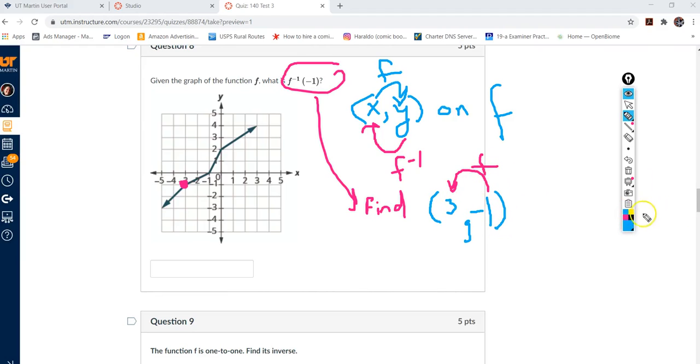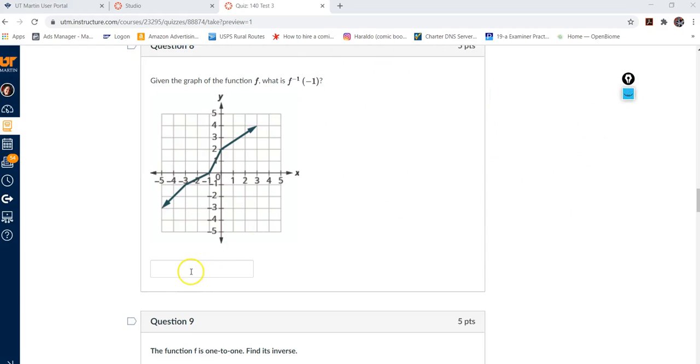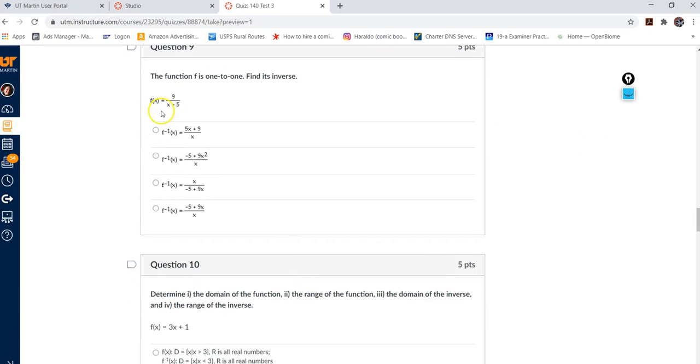And f inverse maps the y coordinate into the x coordinate. So f inverse of -1 is 3. The question was, what is f inverse? And a lot of you answered that question as if you were being asked, what is f of -1? So the answer here is 3. All right, the function is 1 to 1. Find its inverse. Okay, so I might do this on paper.